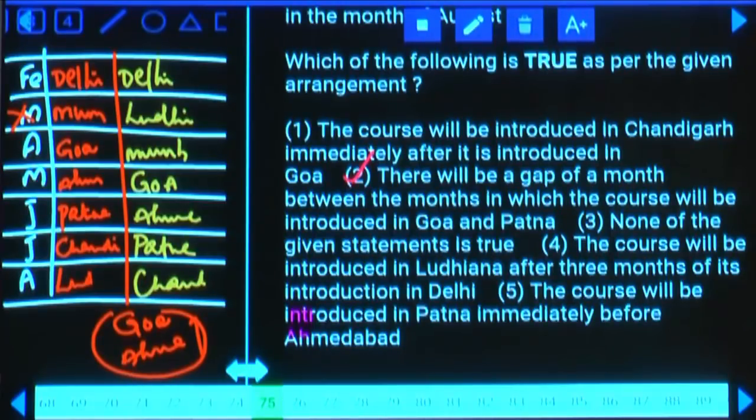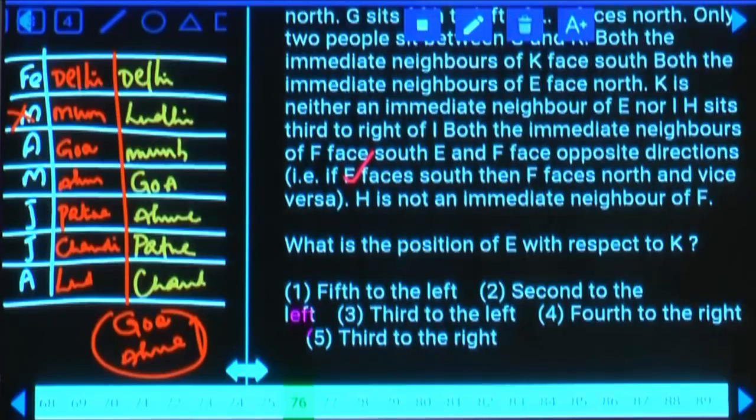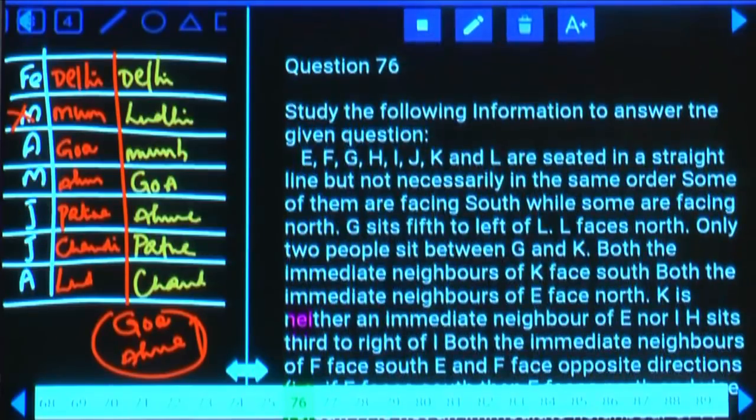Then question number 76 to 80. Now 76 to 80 is again based on a puzzle, a seating arrangement. E, F, G, H, I, J, K and L are seated in a straight line but not necessarily in the same order. Some of them are facing south while some of them are facing north, isn't it?